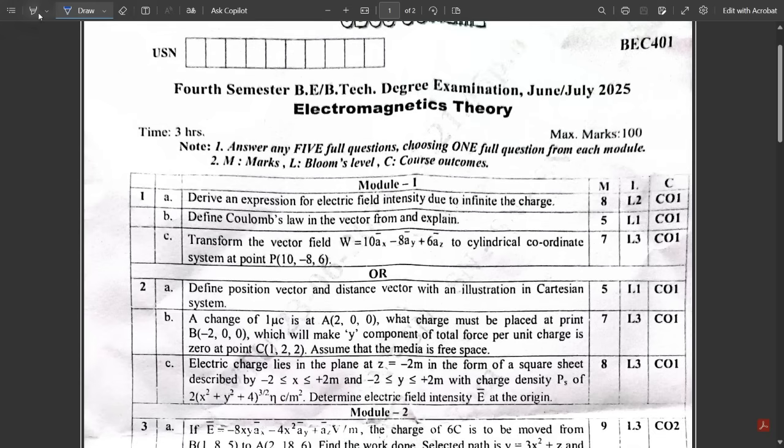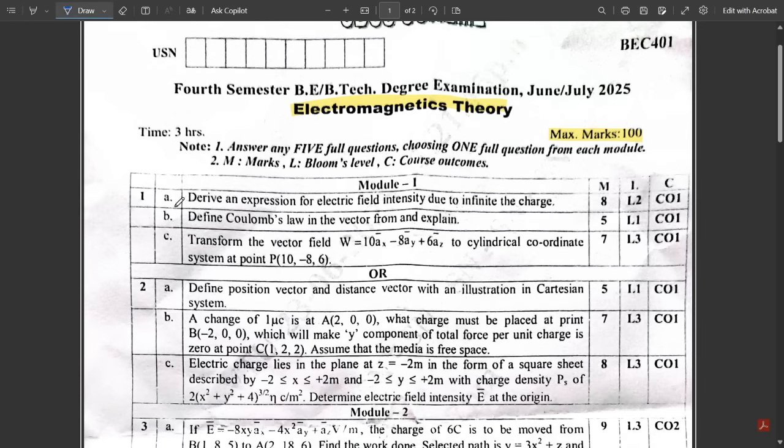So the subject was electromagnetic theory, and there are five modules here. Each module would be carrying 20 marks weightage. Total paper was out of 100. So if you want to pass this subject, you need to be scoring a minimum of 35 marks. Let us try to analyze this and see whether the students would be able to pass or not. Okay, so let us start now.